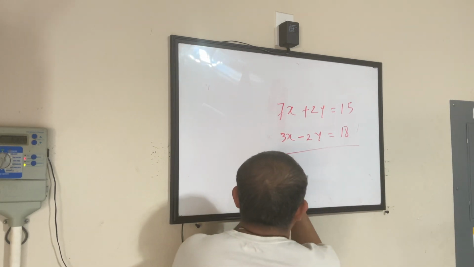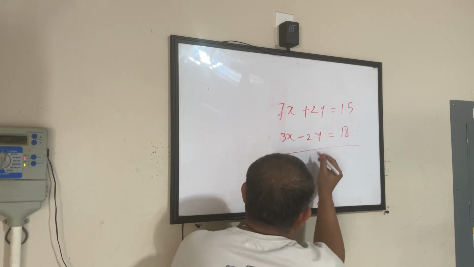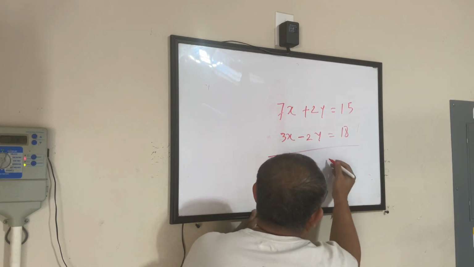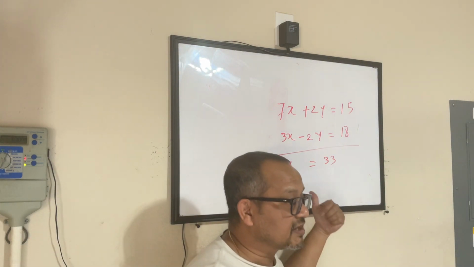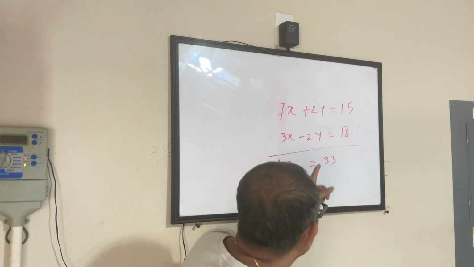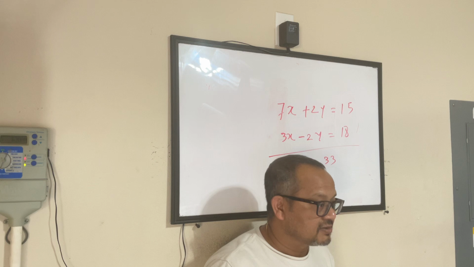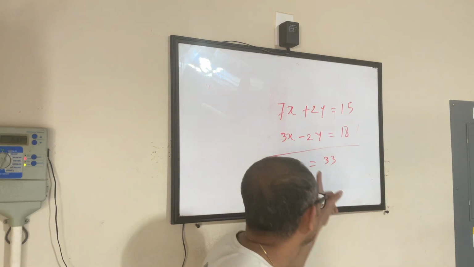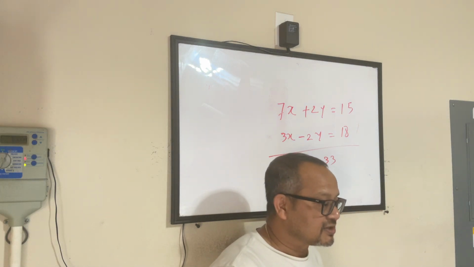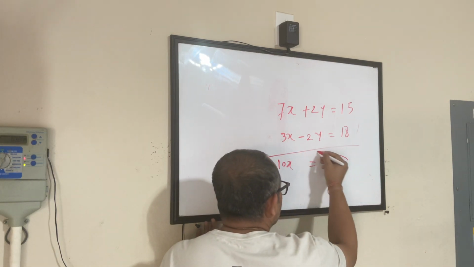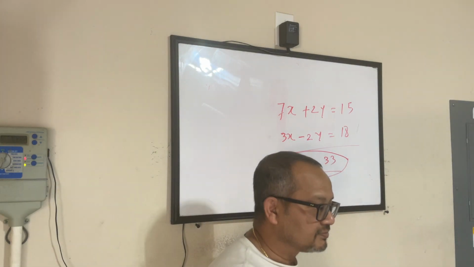When you add them, it became 10x and these two nullify each other. So this became 0. So 10x equal to 15 plus 18, 33. You got the value of x. So this is called the method of elimination. What you are doing is finding different means to eliminate one of the variables, not substituting anything. Because our desired state is always to get to a point where I have one equation with one variable.